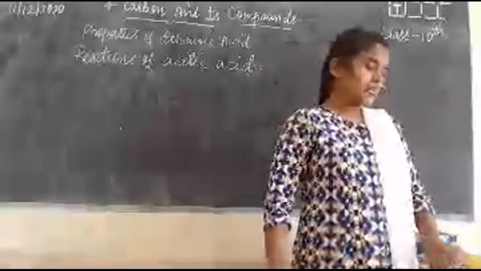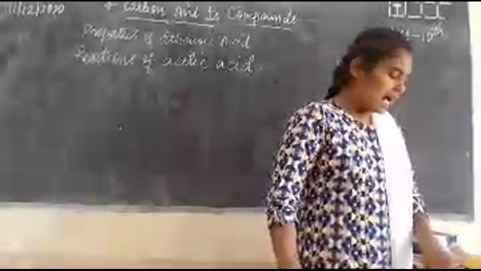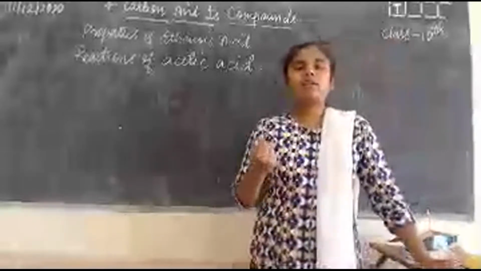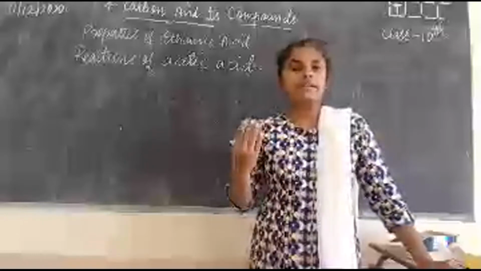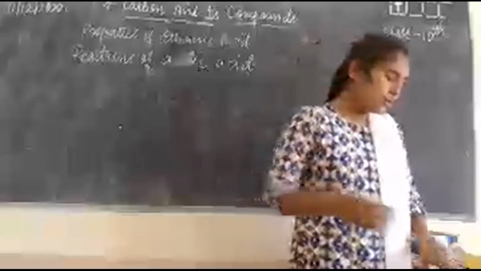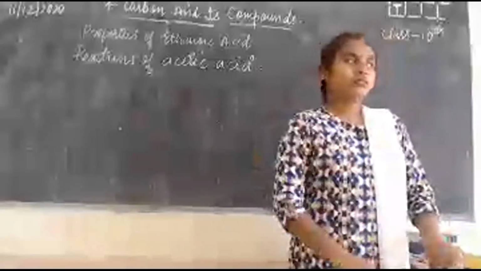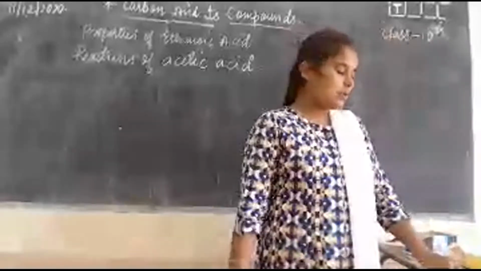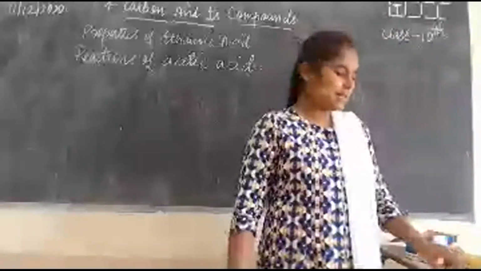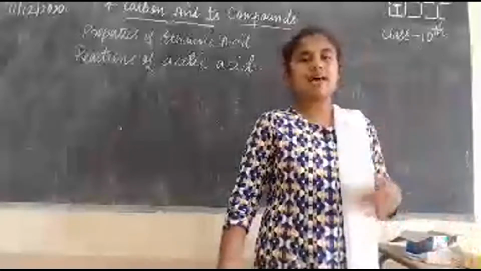So what is that? Esters are most commonly formed by the reaction of an acid and an alcohol. Whenever esters are formed, an acid reacts with ethanol or an alcohol, and there is a formation of the ester. So what happens is that ethanoic acid reacts with absolute alcohol in the presence of an acid as a catalyst.